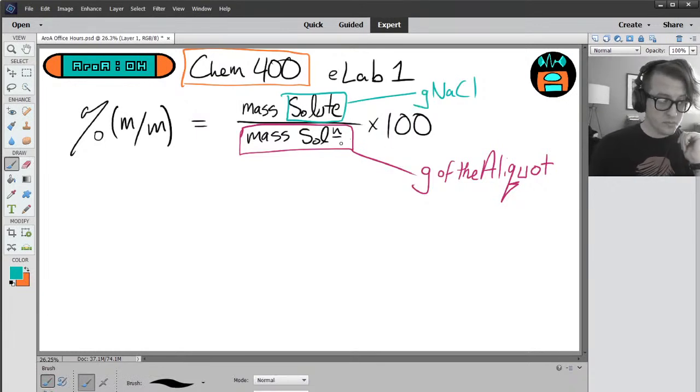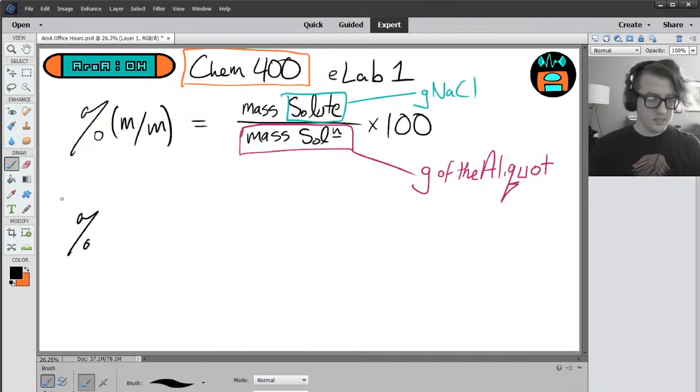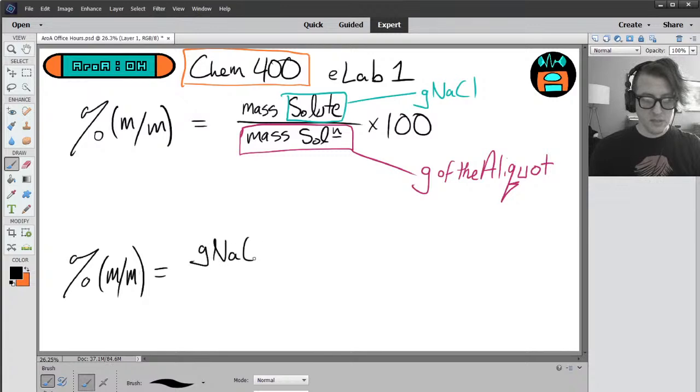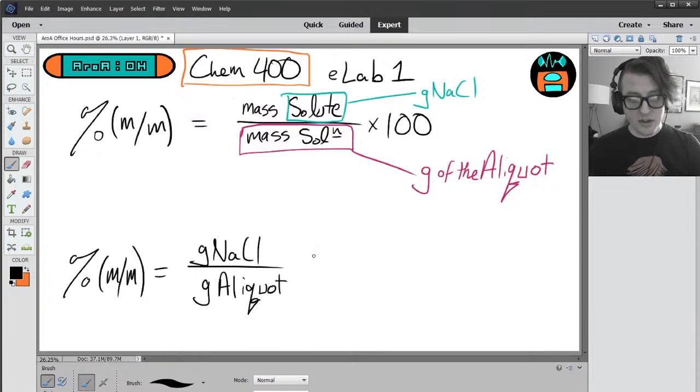So we can rewrite our expression for mass percent as the grams of sodium chloride over the grams of the aliquot, times 100. That'll be how you calculate your mass percent.